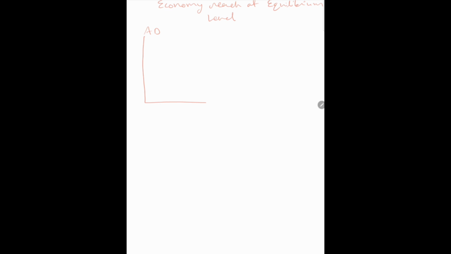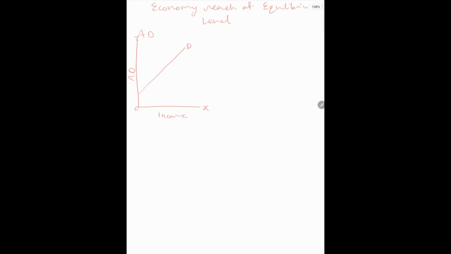The aggregate demand curve always starts from some positive value on the vertical axis. This is the x-axis, this is the y-axis, this is the point of origin. On the horizontal axis, we measure income, and on the vertical axis, we measure aggregate demand. This is the AD curve, the aggregate demand curve. The aggregate demand curve always starts from some positive value and not from zero.